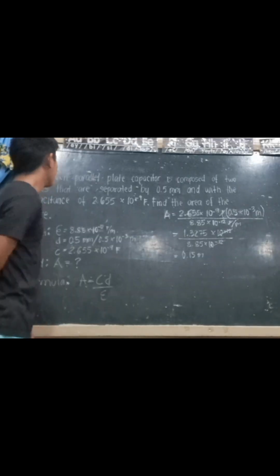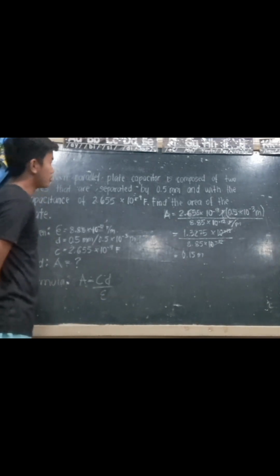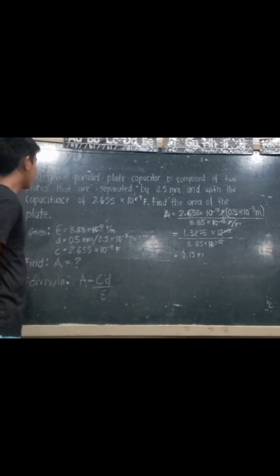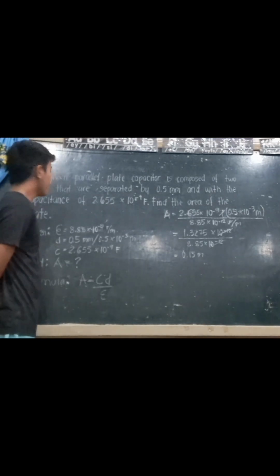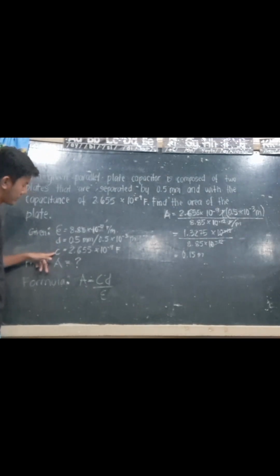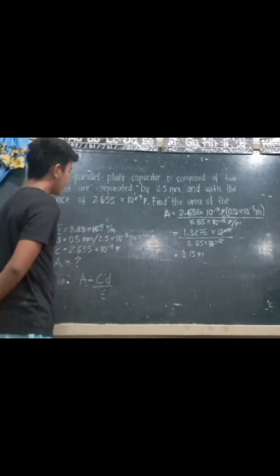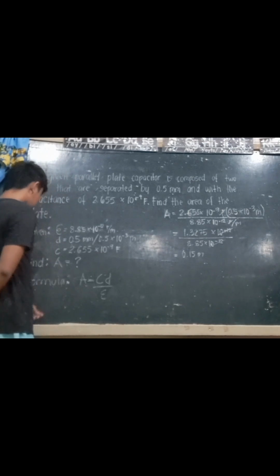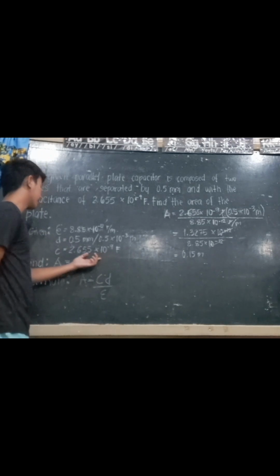If ever the problem is looking for the area, here's an example. A given parallel plate capacitor is composed of two plates that are separated by 0.5 millimeters and with a capacitance of 2.655 times 10 to the power negative 9 farad. Find the area of the plate. So we first need to determine the value of the distance and the capacitance. The value of the distance is 0.5 millimeters or 0.5 times 10 to the power of negative 3 meters. And the value of the capacitance is 2.655 times 10 to the power of negative 9 farad.